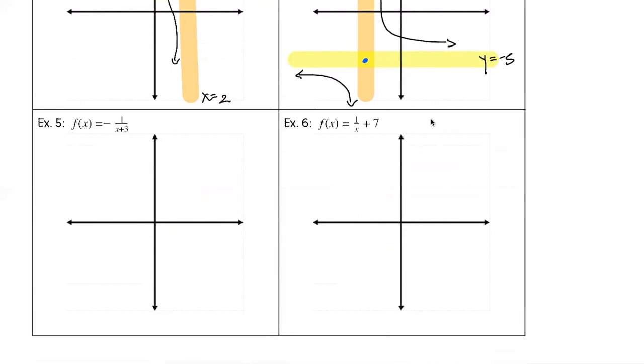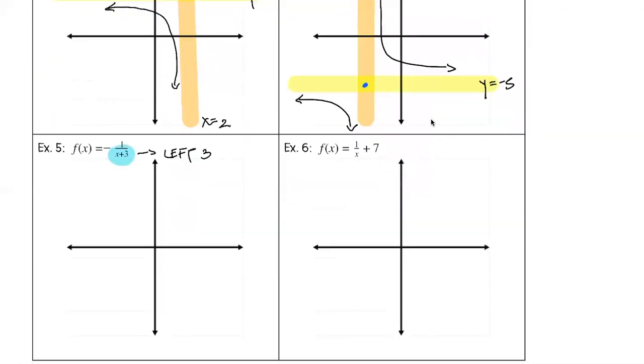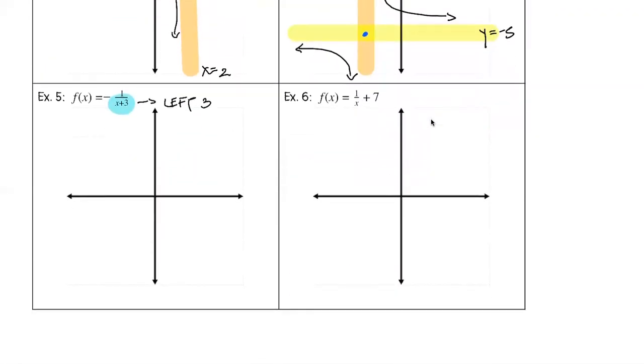All right, so hopefully you've had a chance to look over example 5 and 6 now. Let's identify what's happening here. Well, we have an x plus 3. So we know that moves to the left 3. And what color did I use above? Pink. Okay. Well, there's a minus sign in front again, this pink one, and that is going to say the same thing, which is reflect over the x. Okay.